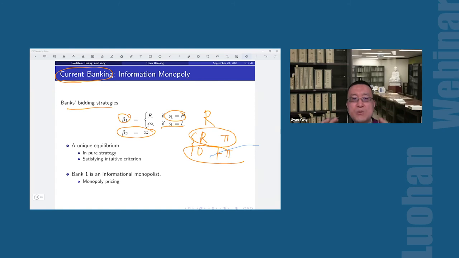So we show this is a unique equilibrium, and the unique equilibrium satisfying the intuitive criterion. This result is very, very intuitive. It's sound, because the bank has the information and can charge the information rate. This is also the argument put forward in the informal discussions here. But that result is not very trivial.